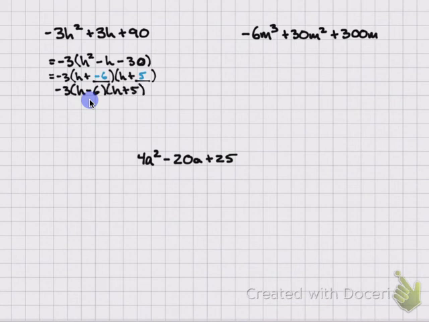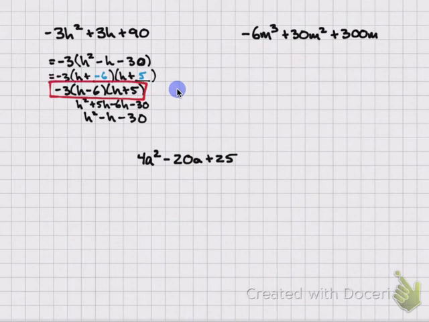And you know what? I feel like multiplying these together just to confirm. If we multiply those two together, we get h squared plus 5h minus 6h minus 30. We would get h squared minus h minus 30, which is exactly what we were trying to factor right here. And of course, this negative 3 would still be there, and if we multiply that by these guys, we would get our original trinomial. So this is right here our final factorization of the original trinomial.